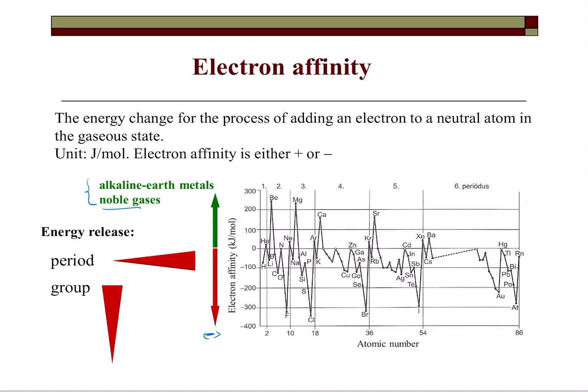And in the periodic table, we can say if we go from down to up it increases and from left to right also increasing. But the unit is joules per mole like other. The electron affinity is either positive or negative. We can have both directions.